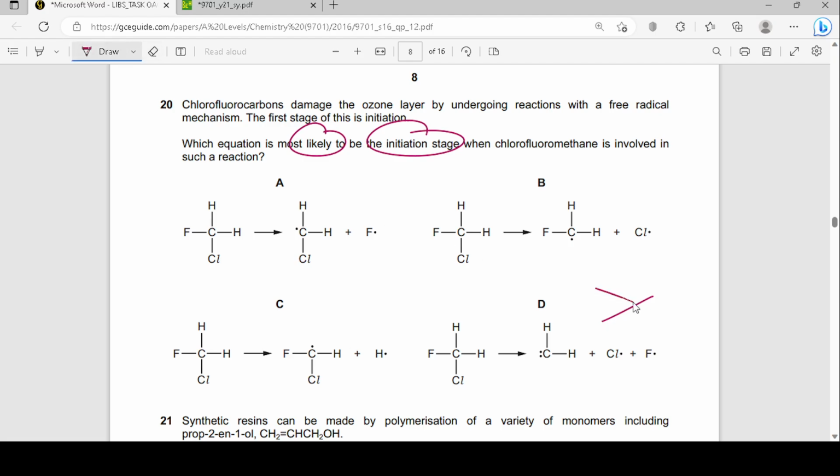And the thing is that over here you have a hydrogen free radical, which is wrong. And why is it wrong? Because you usually never get a hydrogen free radical as an isolated product in free radical substitution. So getting a hydrogen free radical like this is very, very unlikely.